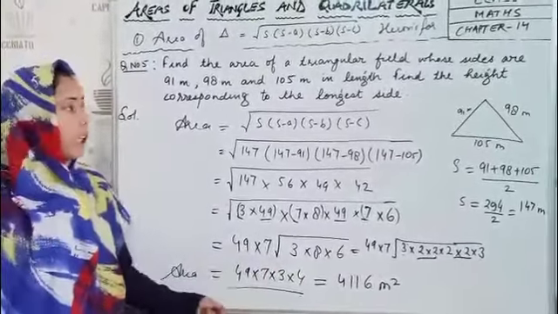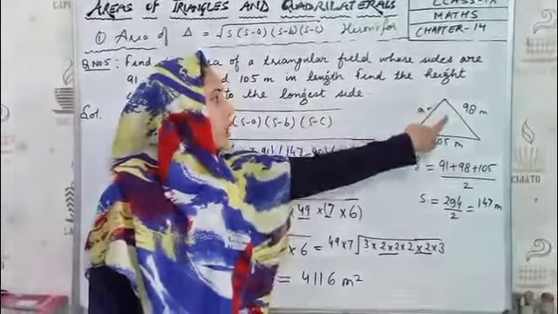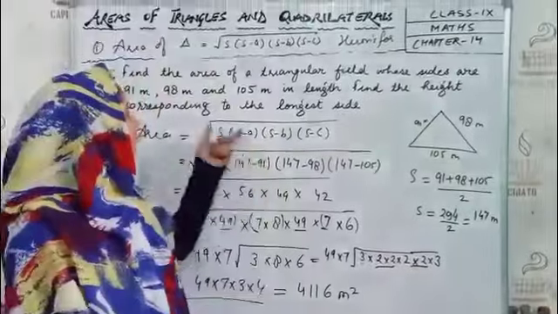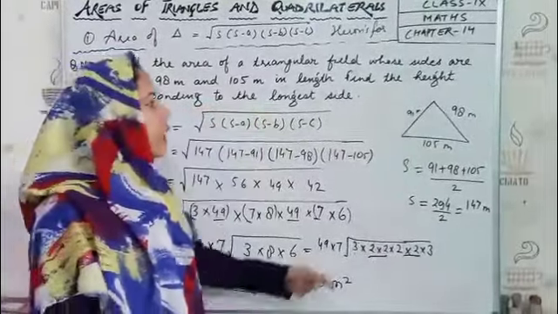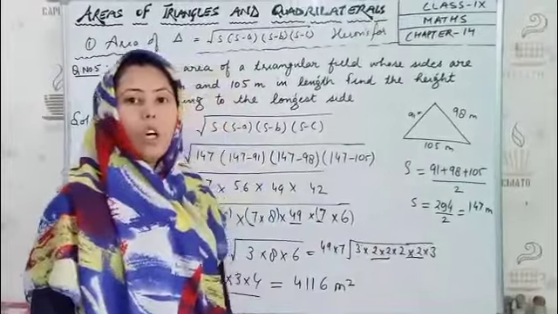Now we know the area. We have to calculate the height also. They said you have to tell its height corresponding to the longest side. The longest side is 105. This will be your base.